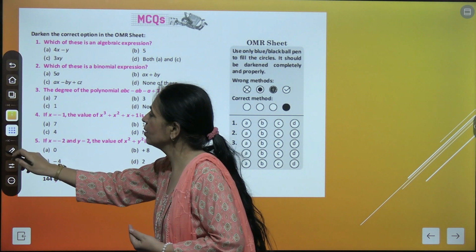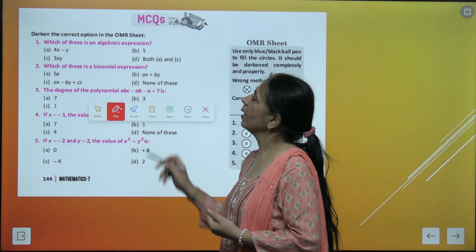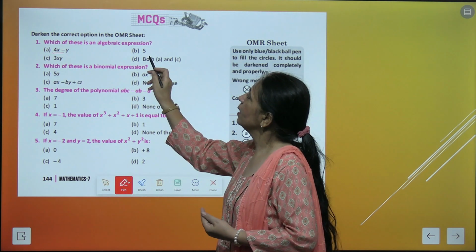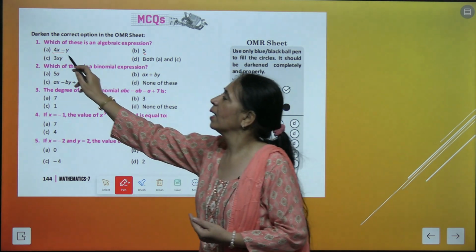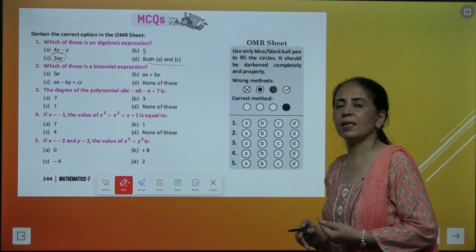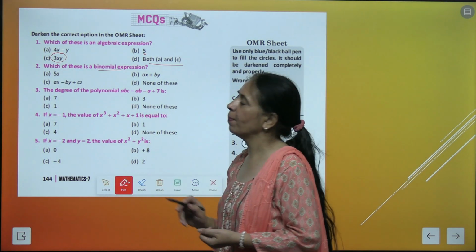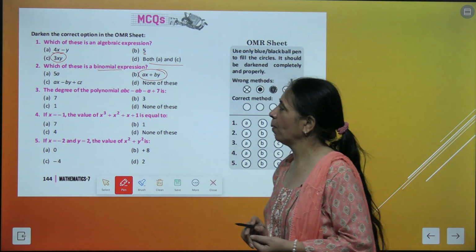So read the first part. Which of these is an algebraic expression? See, this is an algebraic expression. This is also an algebraic expression. No, this is a constant. And this is an algebraic expression. So we say both A and C are algebraic expressions. Which of these is a binomial? Binomial means that which has 2 terms. So this is a binomial.